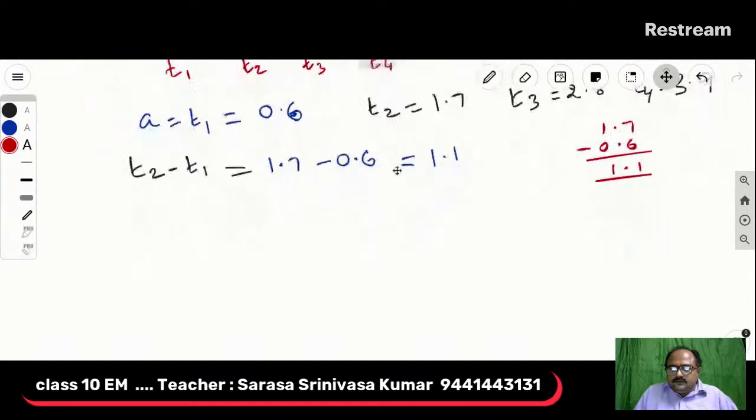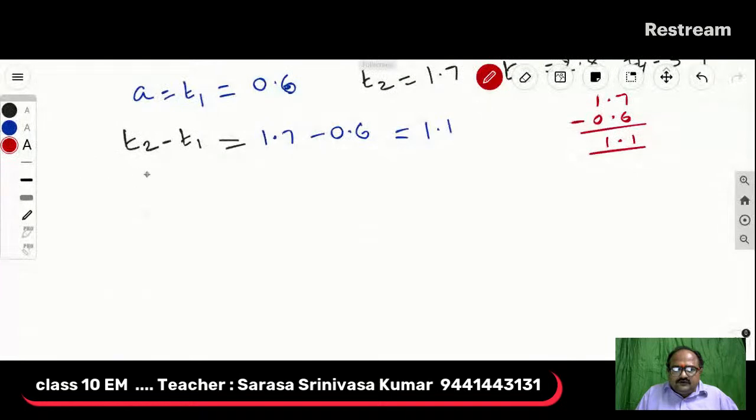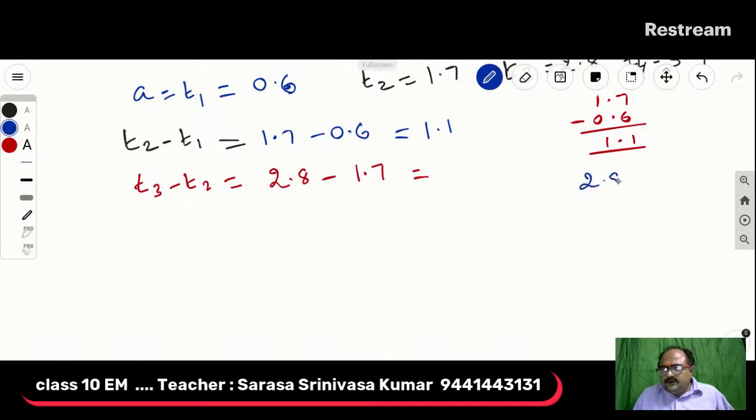Now we write T3 minus T2. What is T3? It is 2.8. So 2.8 minus T2, which is 1.7. Here we do the calculation: 2.8 minus 1.7. So this is 1.1. So this is equal to, we can write, 1.1.